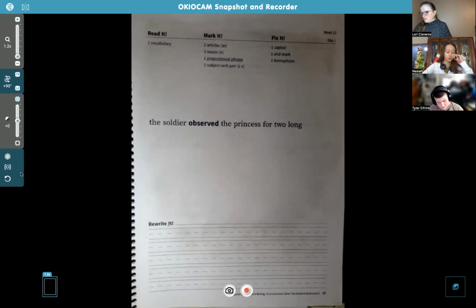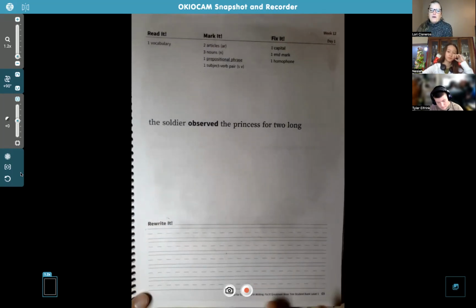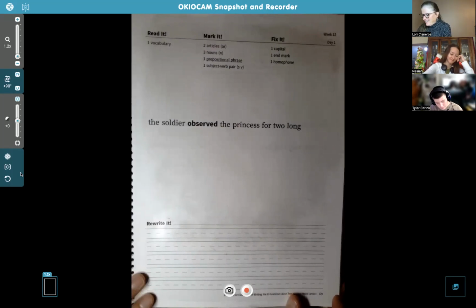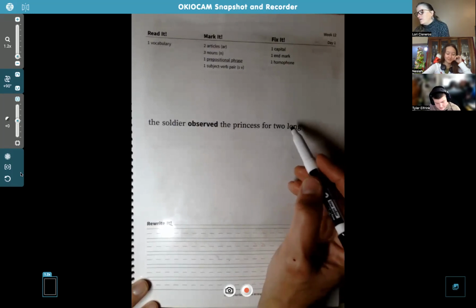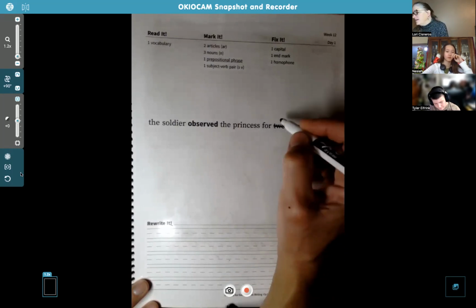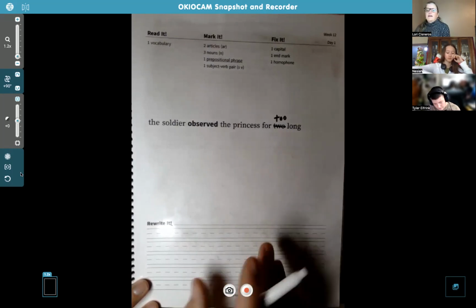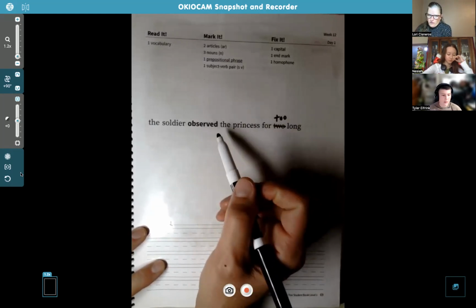The soldier observed the princess for too long. Okay, good. You probably noticed right away that word two is incorrect. That doesn't, this is the number two. So Nisaya, how should we spell two? Let's just fix that first. With two O's? Yes, T-O-O, indicating like excessive, okay? Too long. The vocabulary word is observed.